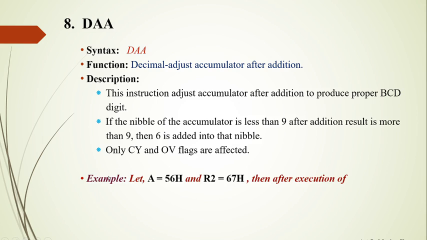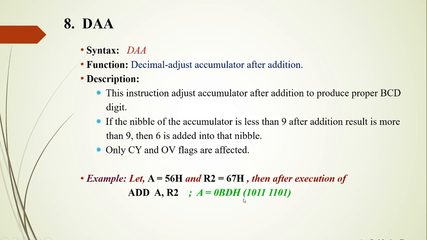Let's see the example. Let A equal 56H and R2 equal 67H. What happens after execution of the instruction ADD A, R2? The content of R2, that is 67, gets added with the content of the accumulator, that is 56H. We get the result 0BDH.